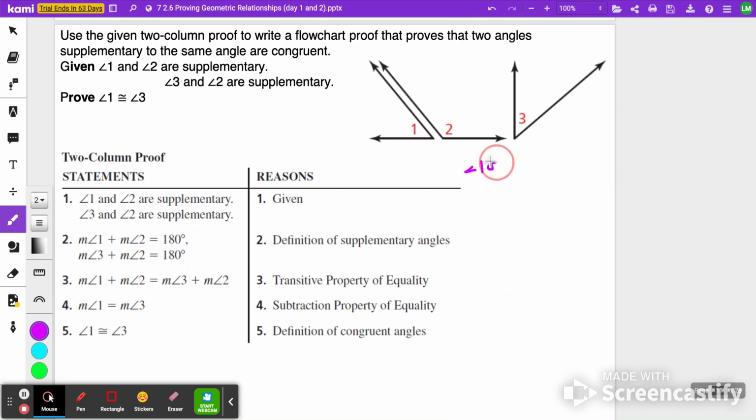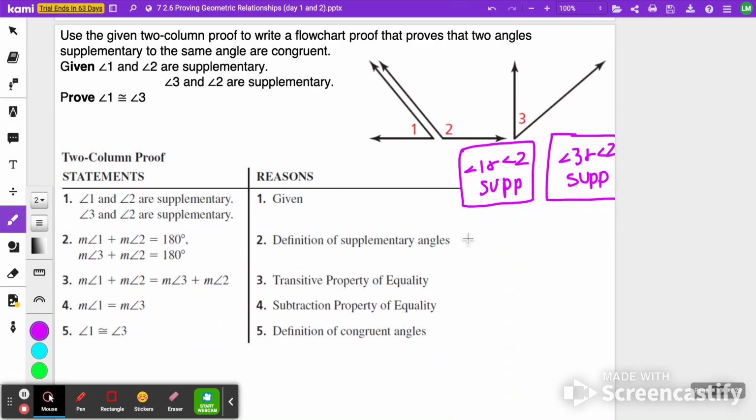So let's start with angle 1 and angle 2 are supplementary, and so are angle 3 and angle 2 supplementary. So that's where we're going to start. Just because we have two statements here, we're going to make sure we provide both statements, okay? Both of these are the givens. Okay, now we can go onward to the next piece. The measure of angle 1 plus the measure of angle 2 is 180, and so is angle 3 plus angle 2. So we would just write that.